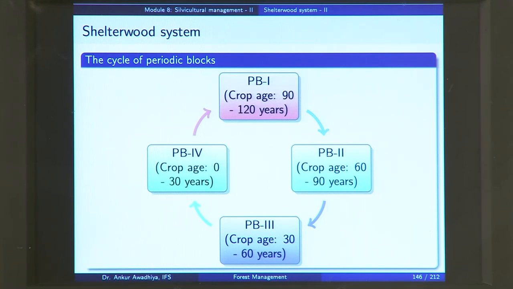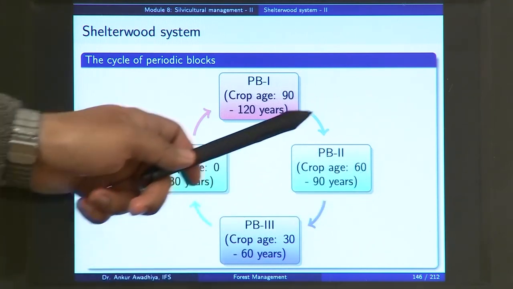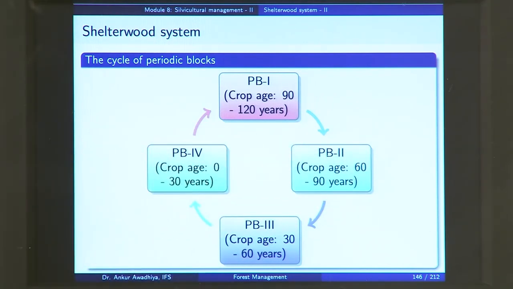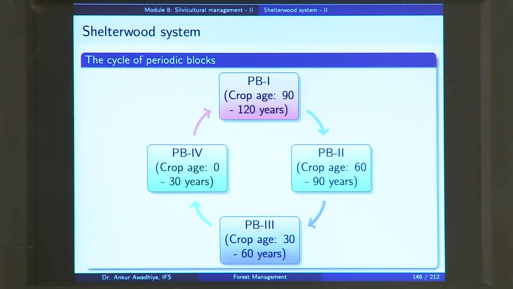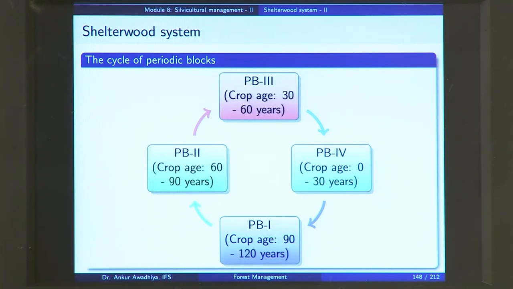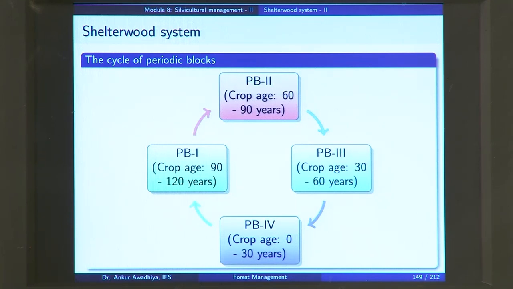And in the previous cycle, where we had the trees of 60 to 90 years, which were PB2 at that time, that will now become PB1. So, if you look at any particular area, this is how it will move. From PB1, it will become PB4, then PB3, then PB2, and then again PB1 in the next cycle. So essentially what we are seeing here is that these periodic blocks move as PB1 becoming PB4, becoming PB3, becoming PB2 and finally becoming PB1. So, this is how we are going to process these different periodic blocks.